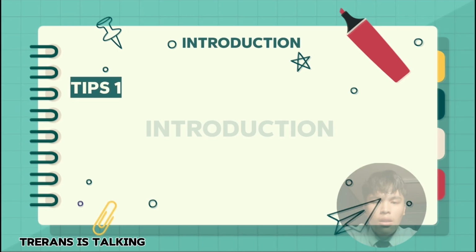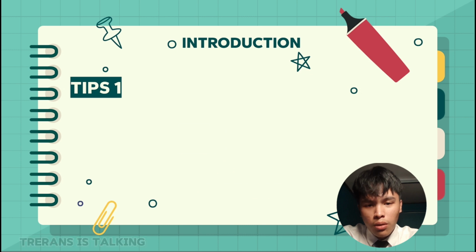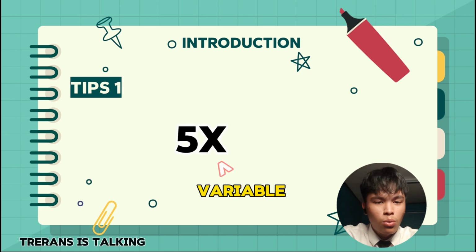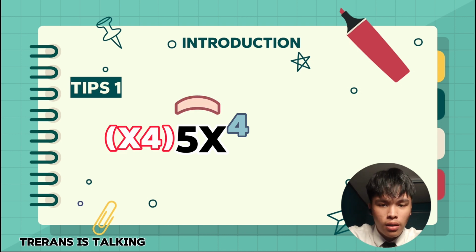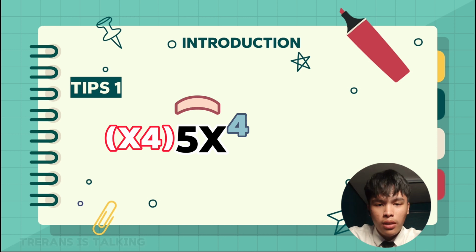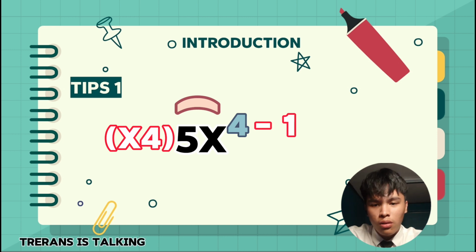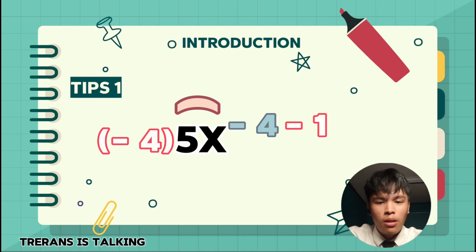So first, every time there is a variable with powers of 2, 3, 4 and so on, we need to multiply the power to the front, and each time the power is brought forward, we need to minus 1. And yes, even if the power of the variable is a negative value, there's no plus 1 for that, just minus 1. Okay, that's tip number 1.